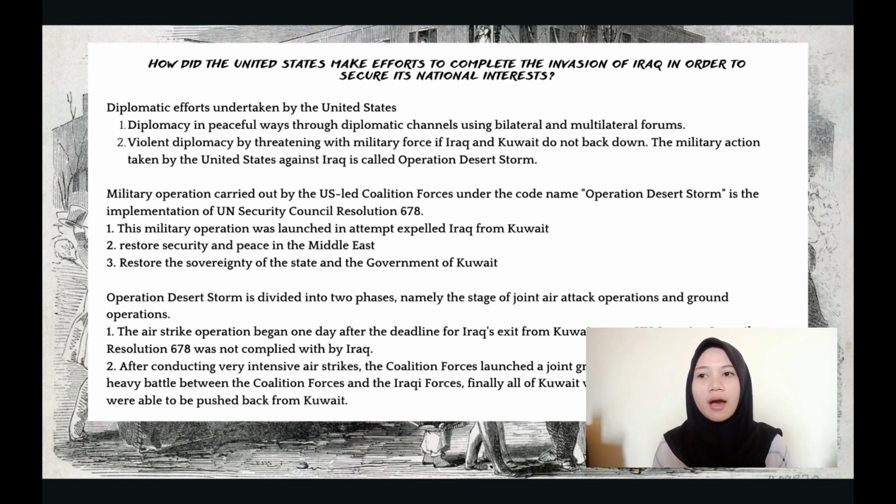So, through a very heavy battle between the coalition forces and the Iraq forces, virtually all of Kuwait was captured and the Iraq forces were able to be pushed back from Kuwait. The Desert Storm Operation is the implementation of UN Security Council Resolution number 678 as a result of collaboration and interdependence between the US and UN in efforts to resolve the Iraq invasion case against Kuwait, to restore international security and peace, and also to protect and safeguard US national interests.